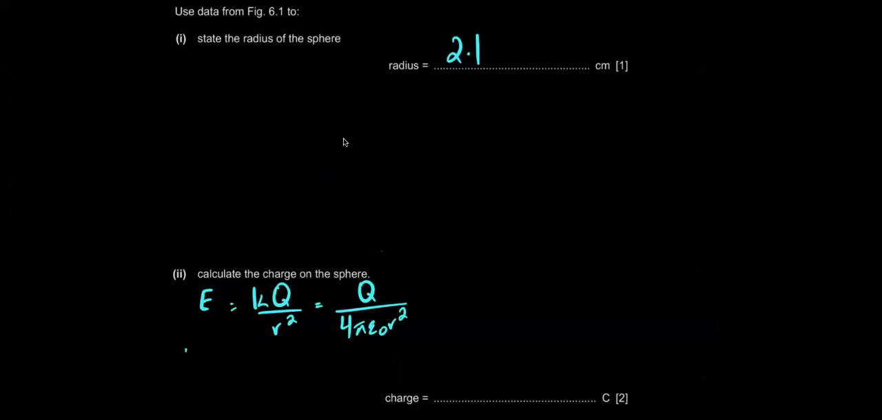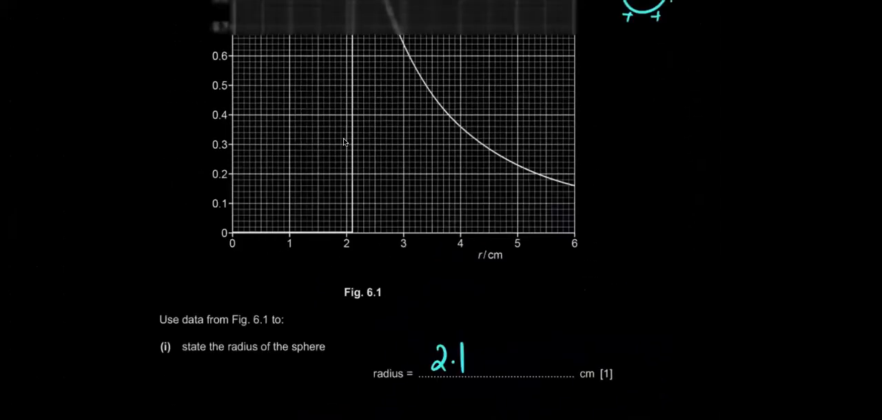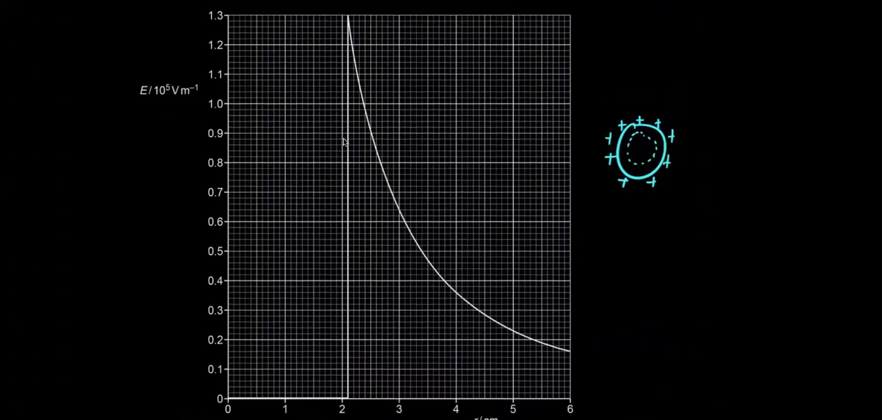So from this, if we want to calculate Q, that would be 4 pi epsilon naught r squared E. So 4 pi epsilon naught, this is what you have. Epsilon naught is 8.85 into 10 to the negative 12. The radius is given above, 2.1 centimeters. And the electric field strength at this radius is this maximum value, which is 1.3 into 10 to the 5.